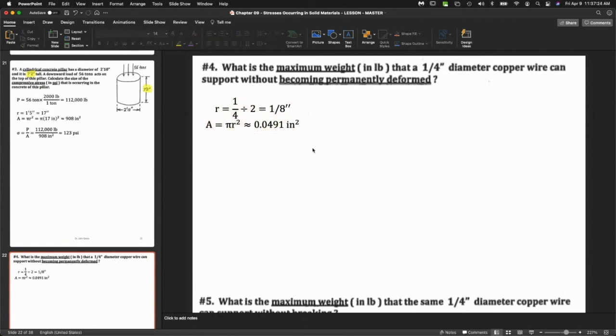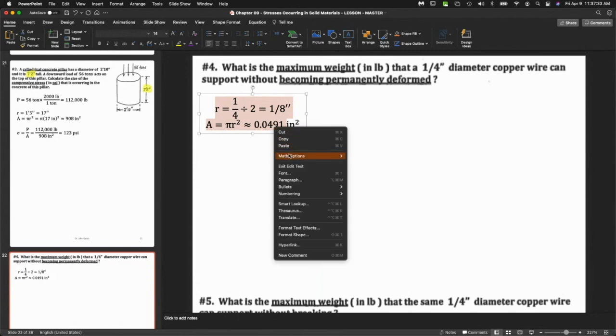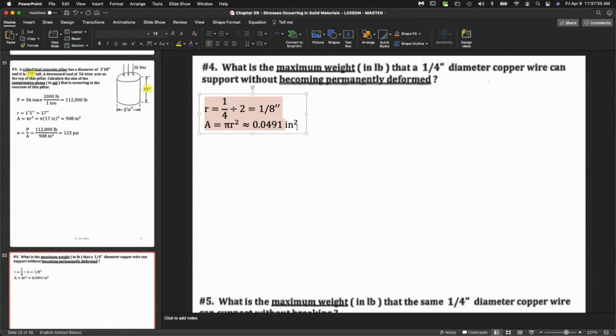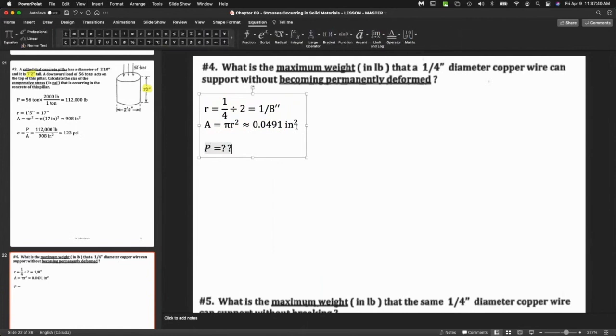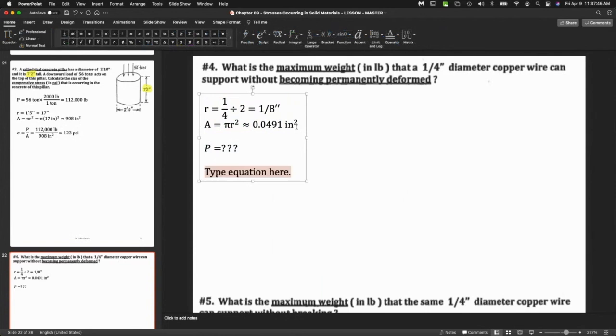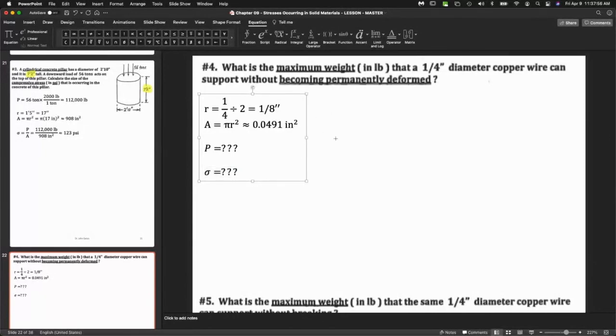Now the question is, we want to find the maximum weight. Continuing on this thought process, we have the geometry out of the way. Now we're going to talk about the force. The force is unknown. That's what we're trying to find. But the question is, what the heck is the stress? This is where the table comes in handy, where we investigate the material property. So what type of material is this?